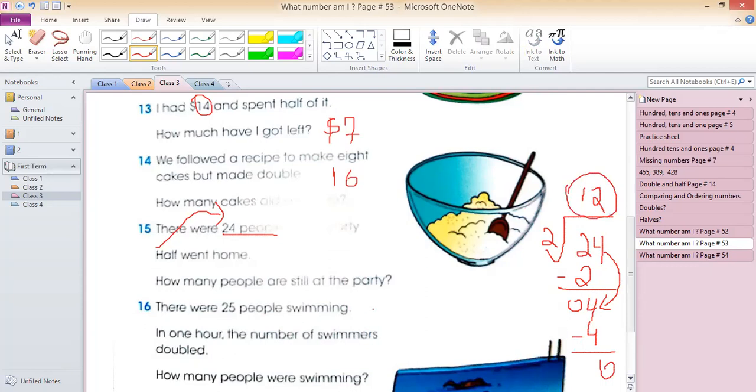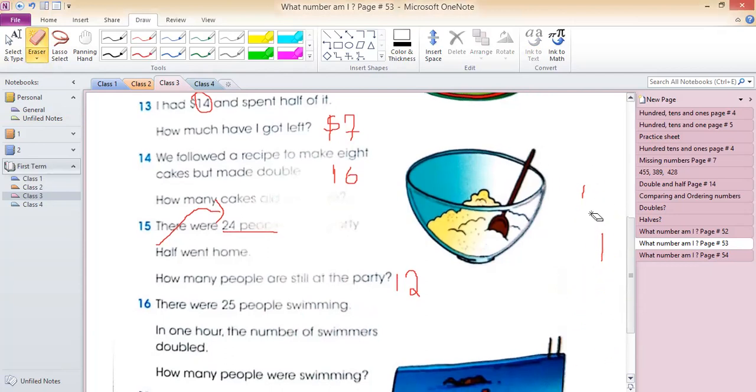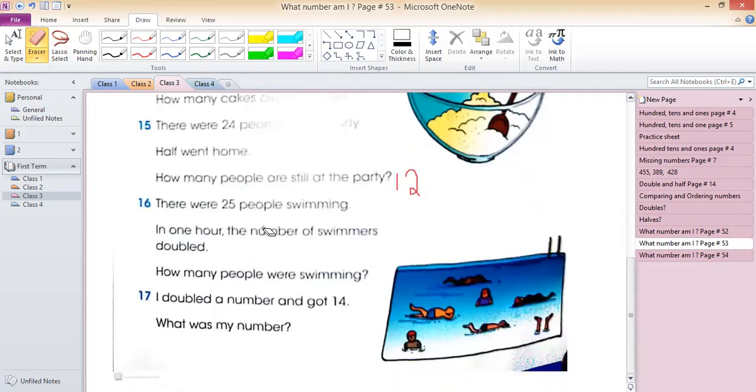How many people are still at the party? That is 12. So guys, up to here everything is clear. Yes, sir. Very good. Today we are going to start from question number 16.